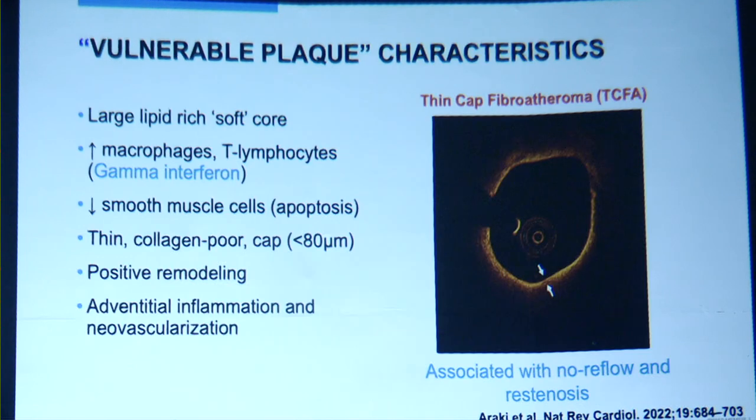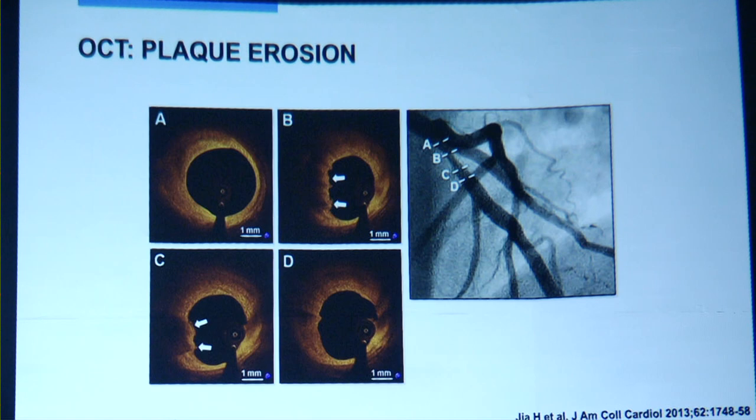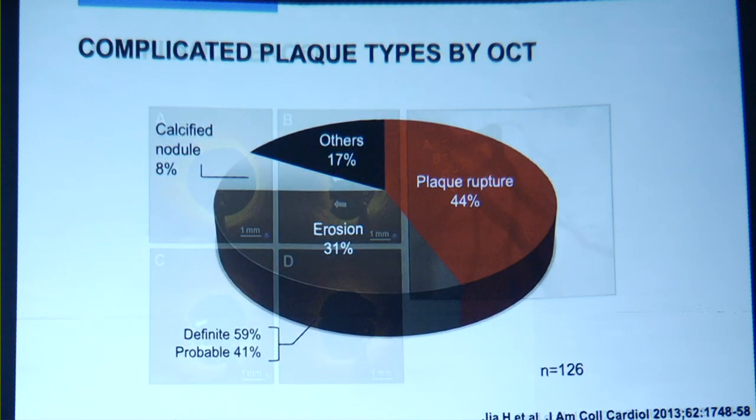And more importantly, though, I think we've got a much better understanding of erosions from OCT than we ever had. Let me just show you an image of that here. This is what erosions look like. So you have an intact plaque with these slight blebs on top, which is thrombus, and no evidence of any rupture of the plaque. And this is the classic appearance.